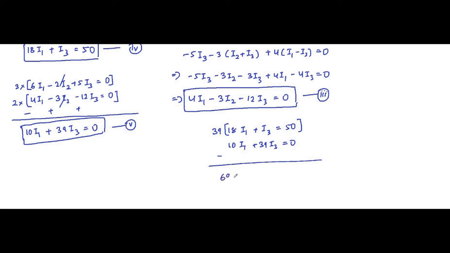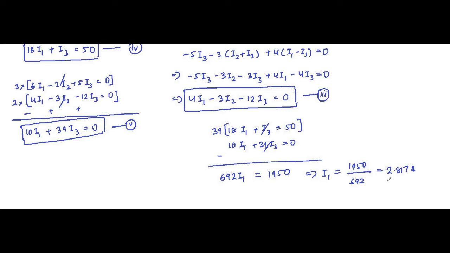692I1. This will get cancelled, 39I3 minus 39I3 will get cancelled, and this will be 1950. Okay, 1950. So that will be I1 is equal to 1950 by 692, that is equal to 2.817 ampere, that is I1.